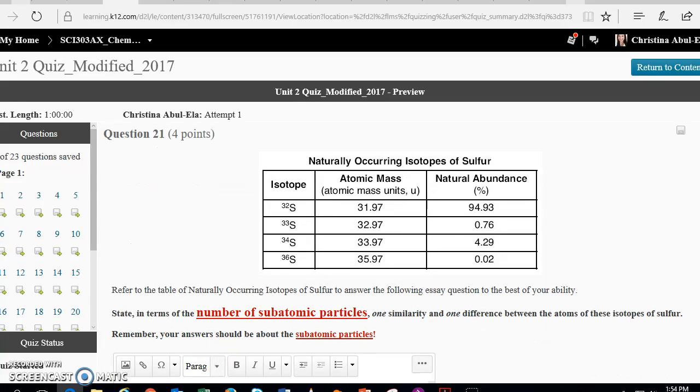Question 21 is our first open-ended question. We want to refer to the table of naturally occurring isotopes of sulfur to answer the following essay question to the best of your ability. State, in terms of the number of subatomic particles, one similarity and one difference between the atoms of these isotopes of sulfur. Remember, your answers should be about the subatomic particles.